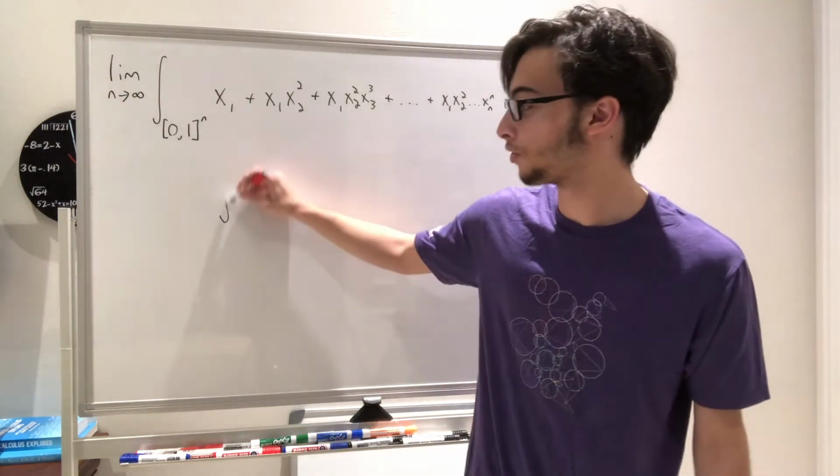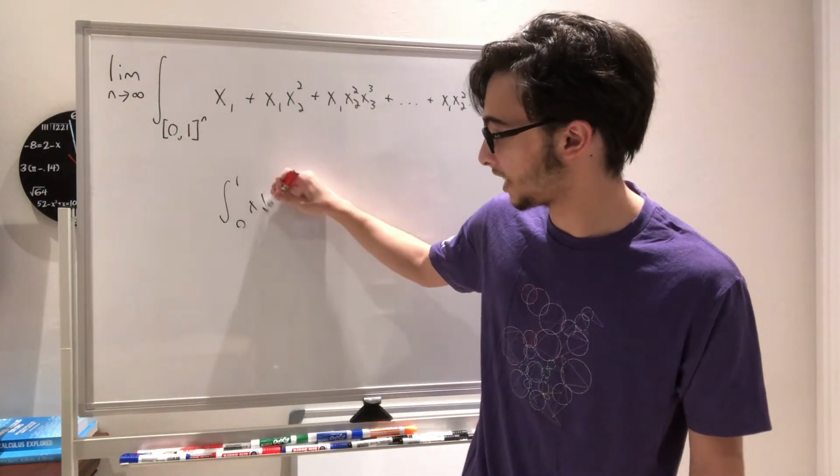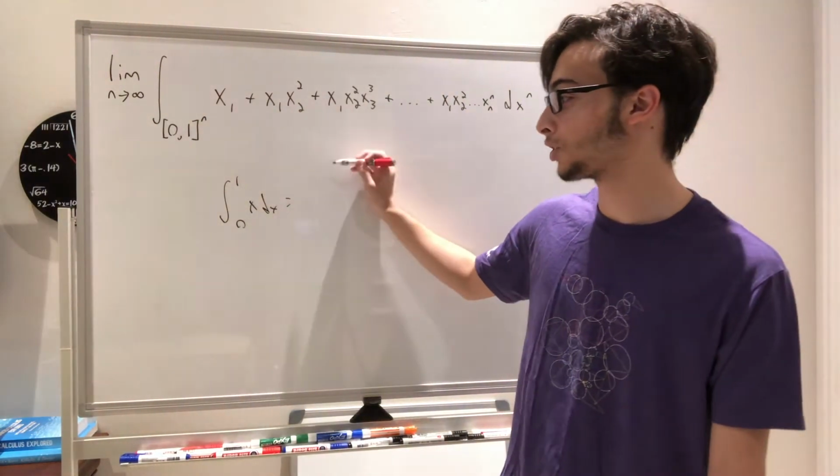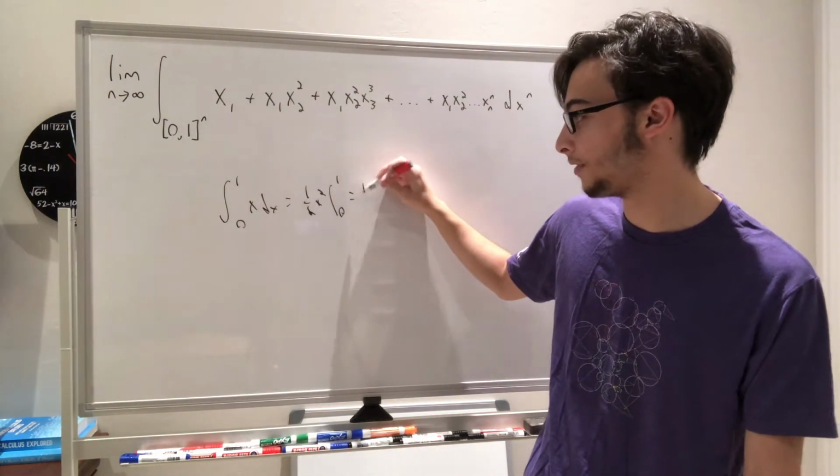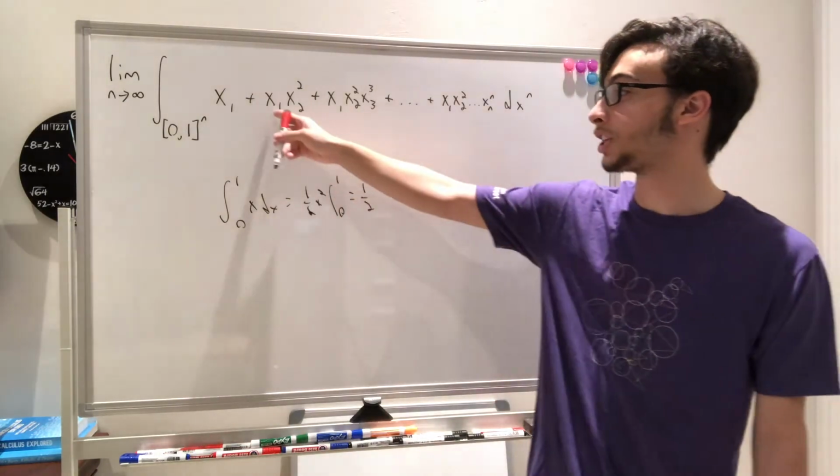Let's start with the integral from 0 to 1 of x dx. That's assuming there's only one variable. So then this will just give us 1/2 x squared evaluated from 0 to 1, which equals 1/2. Okay, so now let's do this part right here.